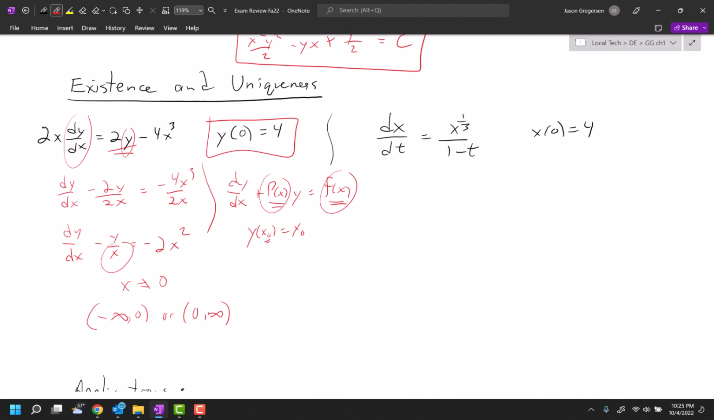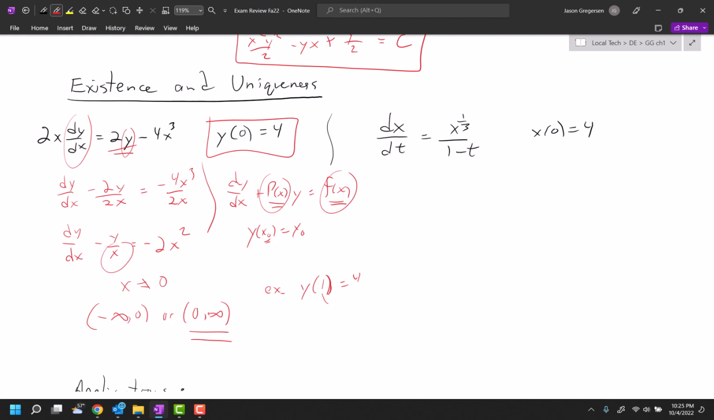Now, if I had a different initial condition, for example, y of 1 equals 4, because my initial x value is 1, I know my solution starts in this interval. So I would say that that solution exists. It is unique, and the domain of that solution, the solution interval, is from 0 to infinity.